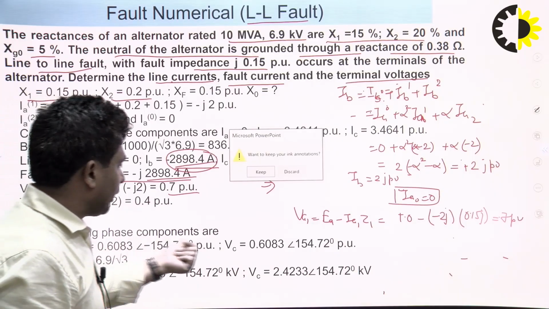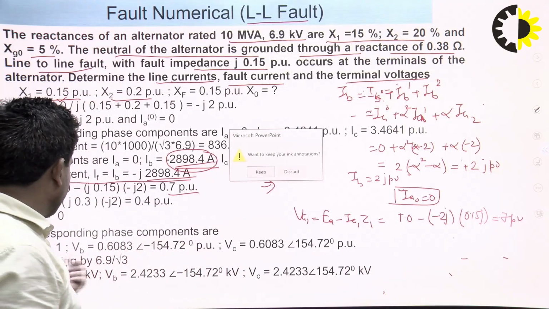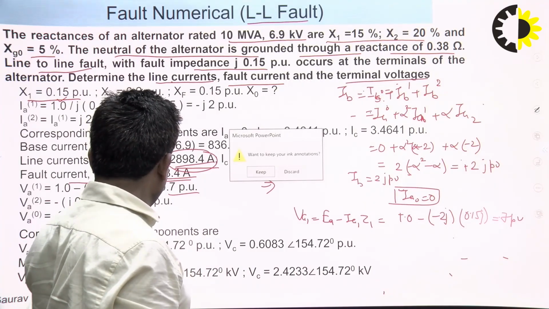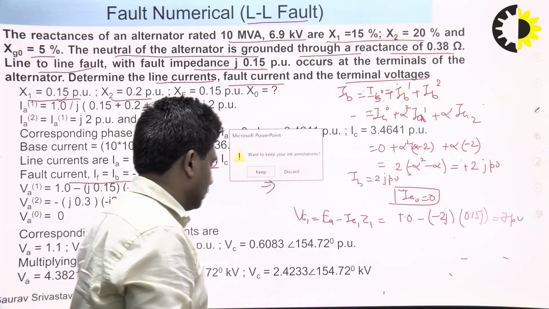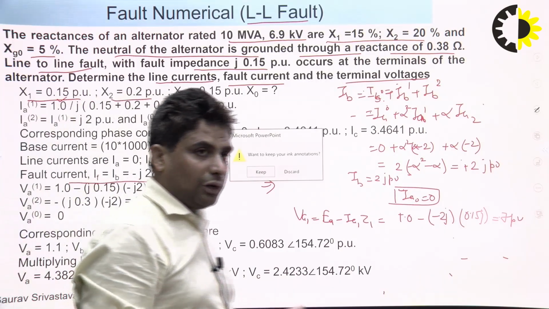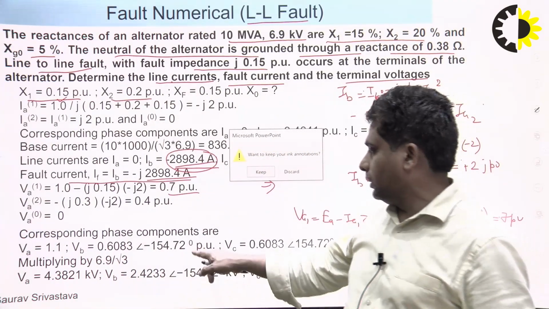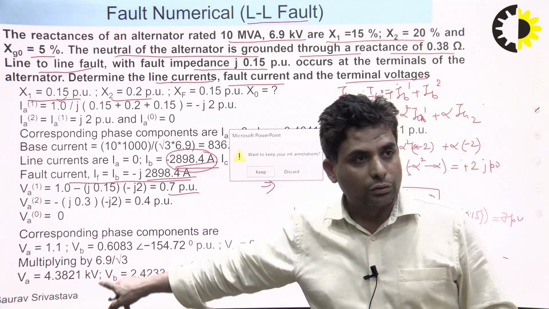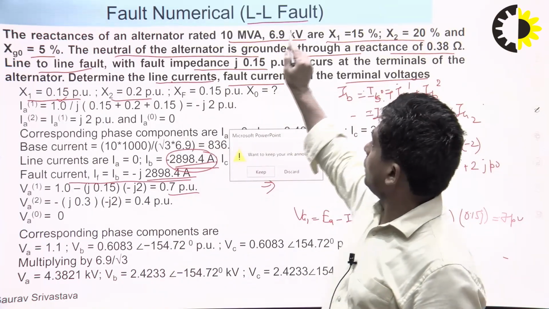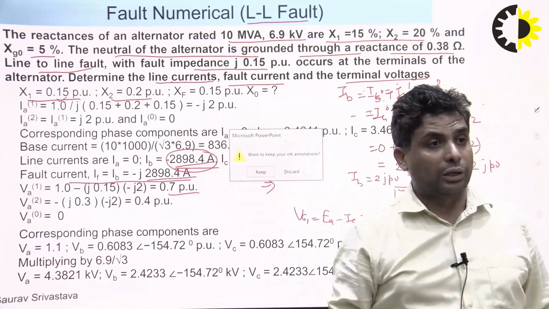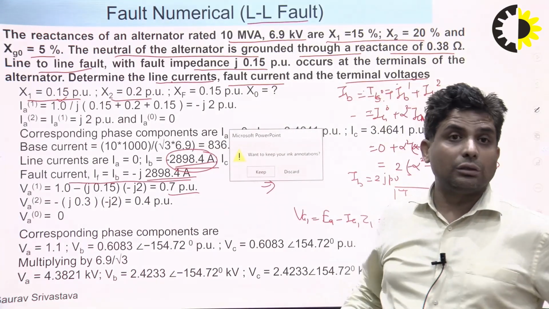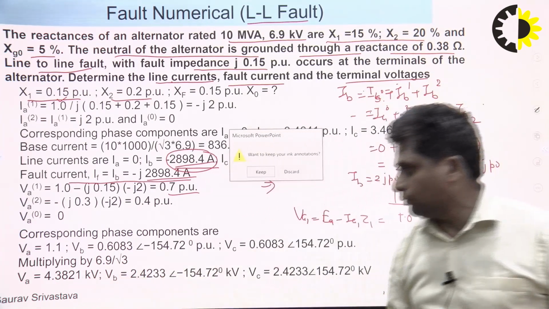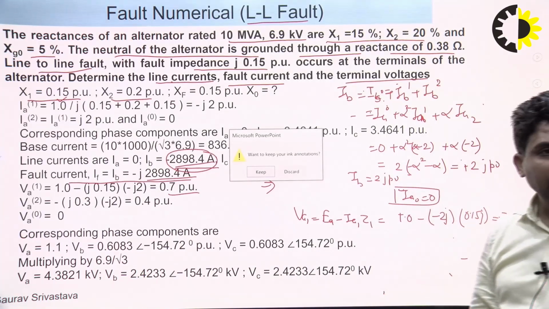Correspondingly we can calculate the phase components as well, that is VA is equal to 1.1 and VB is equal to this per unit and VC is equal to this. And again we multiply the value because these values are calculated in per unit, so we have to find the exact value. We use the base voltage that was given as 6.9 kV. So we find the numerical values of the phase voltages VA, VB, and VC.